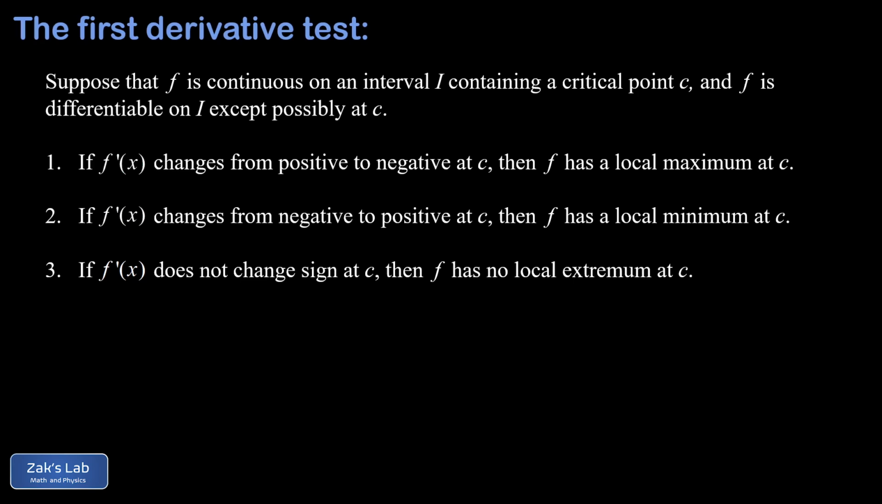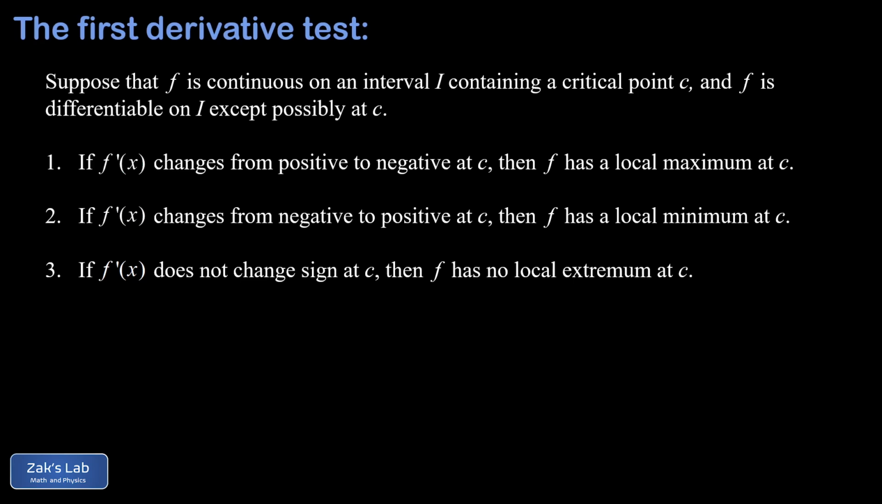If f prime changes from positive to negative, then we're talking about a local maximum. If f prime changes from negative to positive, we have a local minimum. And if f prime doesn't change sign to the left and right of C, then we have no local extremum at C.